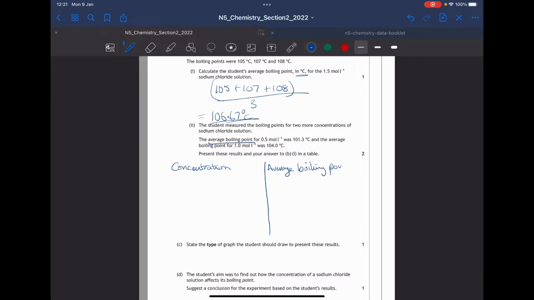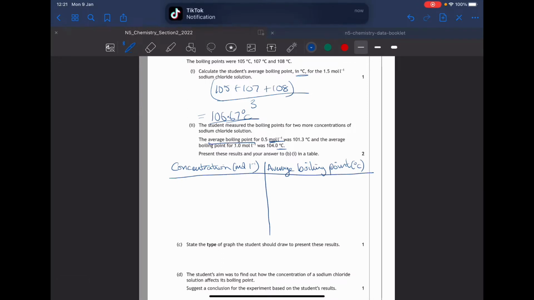We also need to make sure that we put in any units for the numbers. So concentration is in moles per litre, so that will be our unit in brackets in that column. And then the average boiling point, the temperature, is being measured in degrees Celsius, so our unit in brackets would be degrees C for that one. So that's our headings. And then now all we need to do is populate the table.